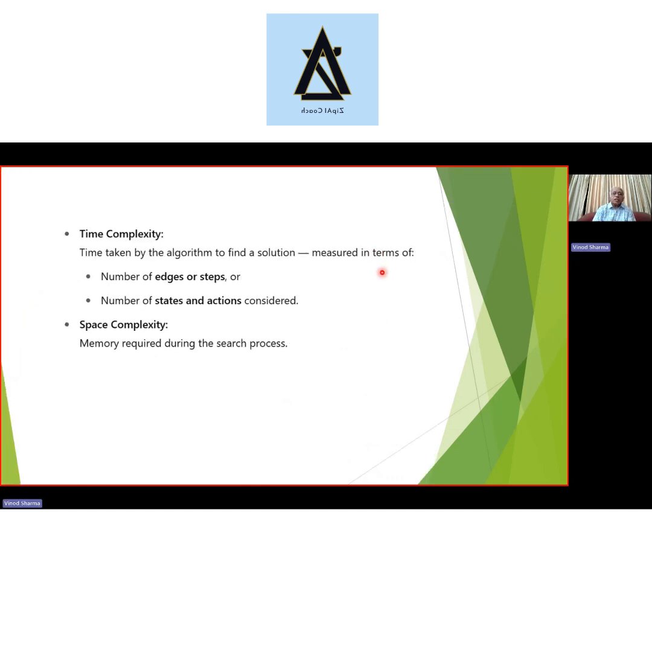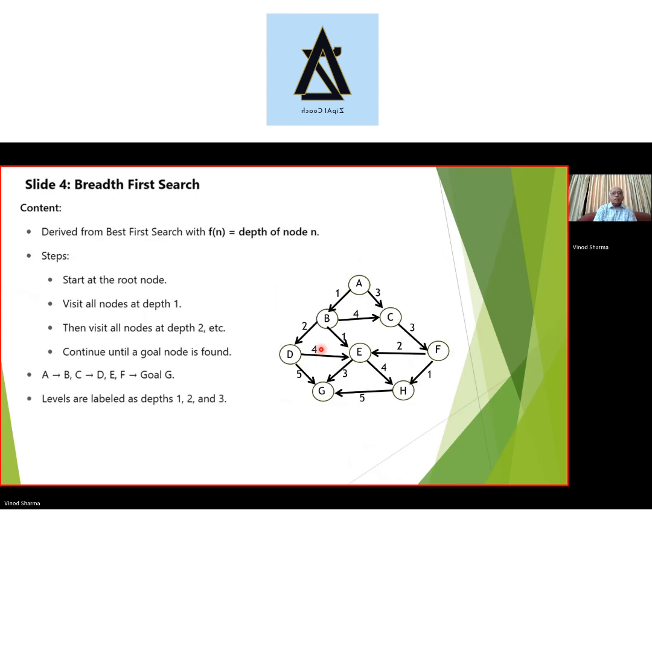Time complexity. If the algorithm is able to find a solution, then we want to know what was the time associated in finding the solution. The time could be number of edges or steps or actions that it has taken to finally arrive at the goal. Space complexity. There is certain memory requirements associated with each search process, and obviously if the space requirement is less for an algorithm, that will be the desired algorithm. The first algorithm that we obtain this way is what is called breadth first search.